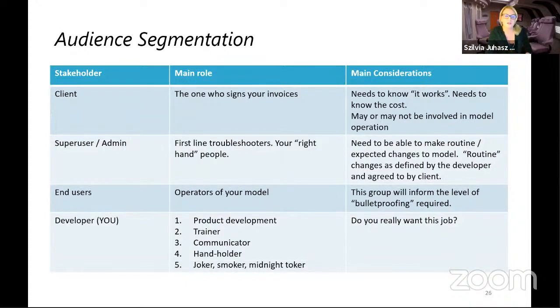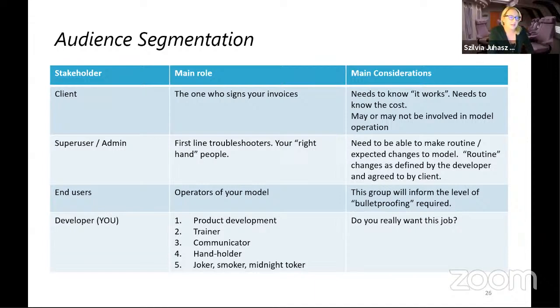And so going back to the course that I mentioned, the Art and Science of Excel Modeling, I talk about audience segmentation. So you have to consider the client who signs your invoices, right? They're not typically the ones that are going to be hands-on in your model, but they are signing your invoices, so they need to know that it works, and they need to know the costs involved. And so that's where the art of communication comes in, right? They might not want to touch your model, but they want to see that their staff is able to use it and it's producing results.